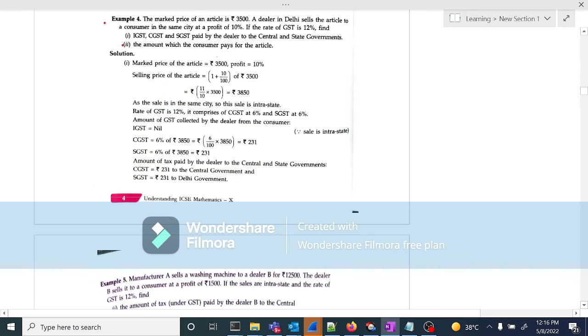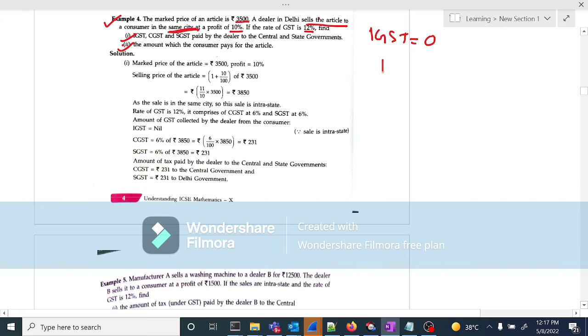Okay, so here comes our fourth example. The market price of an article is 3,500. A dealer sells the article to the consumer in the same city at a profit of 10%. The rate of GST is 12%. Find the IGST, CGST, SGST and the amount paid by the consumer. Since the dealer is in Delhi and selling the article in the same city, IGST is 0, because it's an intra-state transaction, not inter-state. He's buying in Delhi and selling in Delhi.